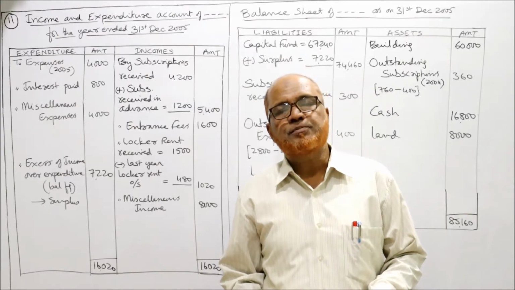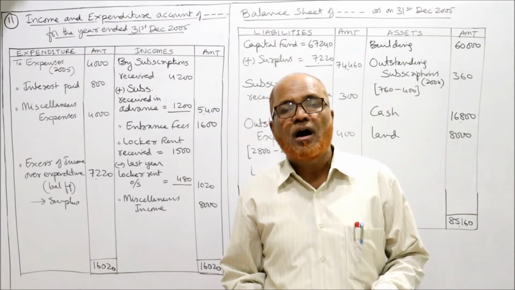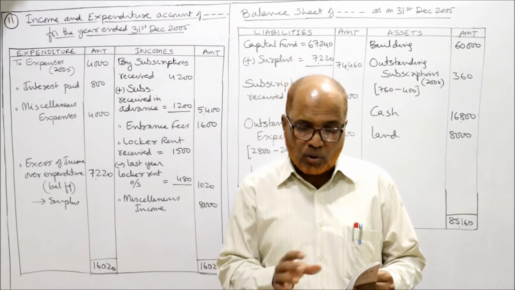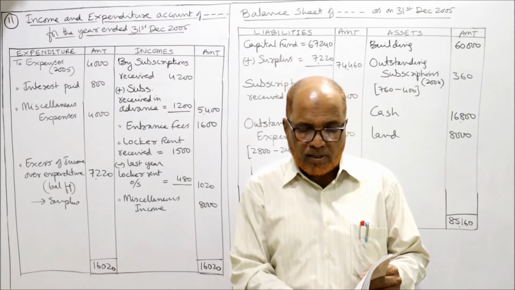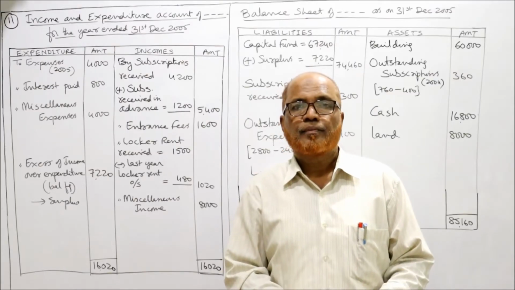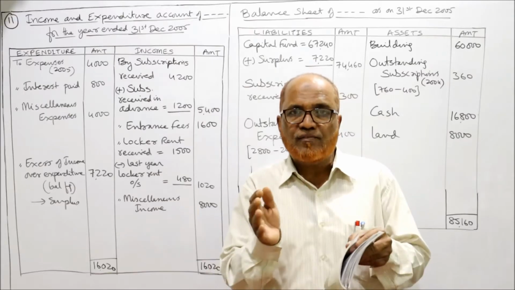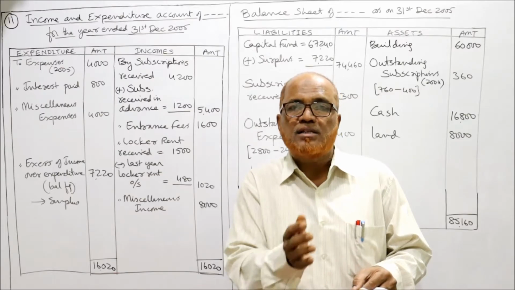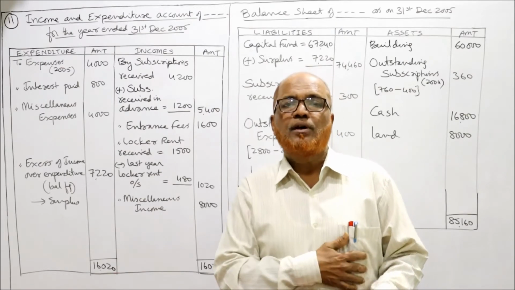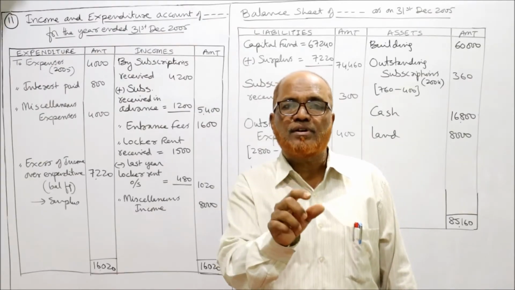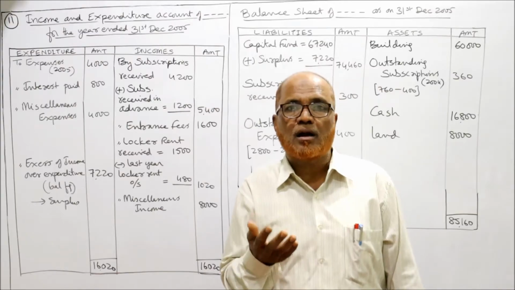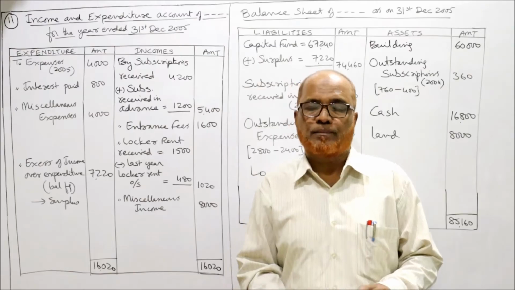2004 the subscription outstanding was 760. Out of 760, how much subscription we have received during the current year? So receipt side you can see subscription of 2004 is 400. Last year's subscription, only 400 rupees received, while last year's outstanding was 760. So out of 760 we have received only 400. Still 360 rupees are due outstanding subscription.